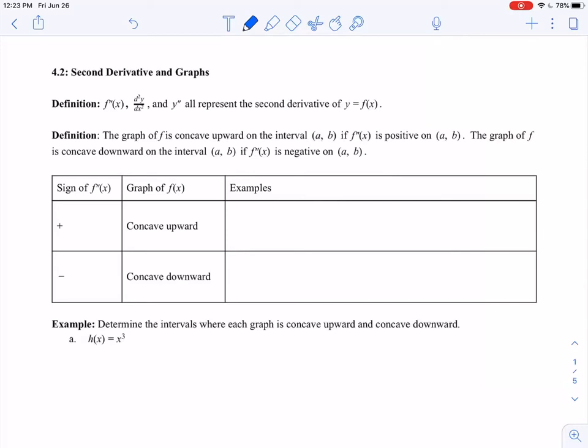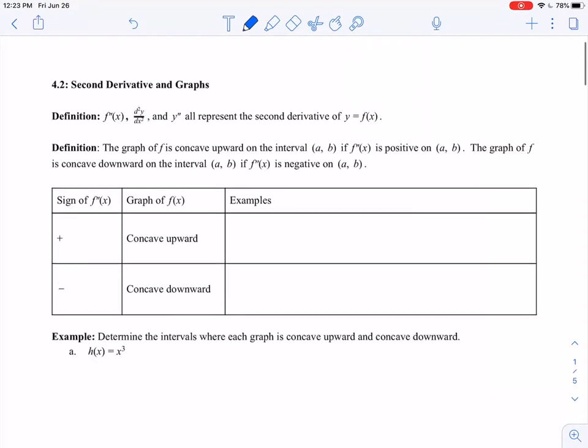In the last section, we talked about the first derivative and graphs, and in this section, we're going to talk about the second derivative and graphs. So first, we should start by talking about what the second derivative is. f double prime of x, d squared y over dx squared, and y double prime all represent the second derivative of y equals f of x.